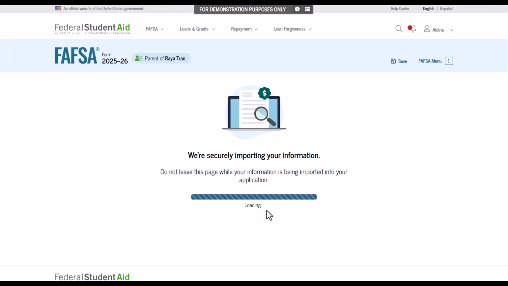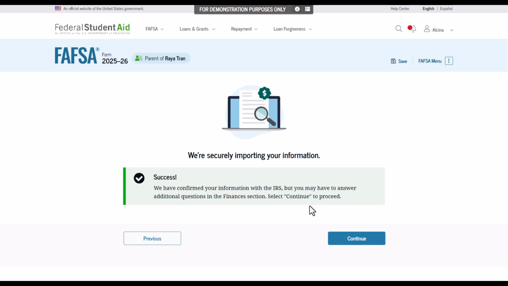On this page here, it is just making sure everything looks great and that it is successfully being imported over from the IRS. As you can see here, we got a green success button, just letting us know that we can confirm your information has been successfully brought over from the IRS, and so you can continue with the form. So we're going to select continue here.